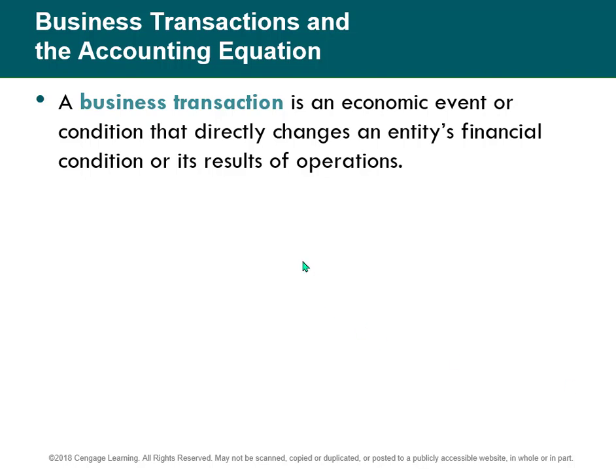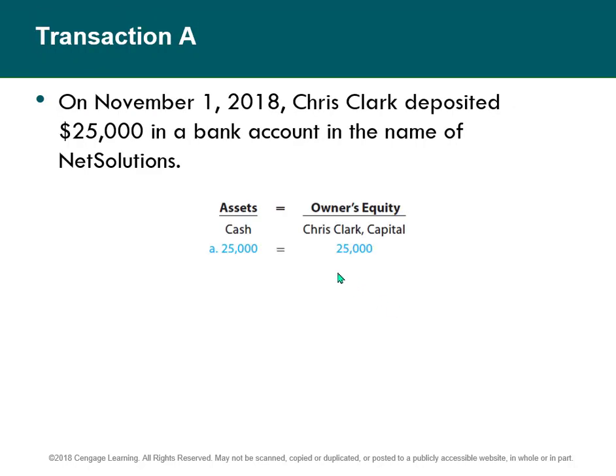Now, business transactions are economic events or conditions that directly change an entity's financial condition or its result of operations. Okay, it's a transaction. It affects the accounting equation. And here's an example. Chris Clark deposited $25 in a bank account. So we're going to have assets. We're leaving out the liabilities because there aren't any, okay? Just assets equals equity, cash increased, and the capital account increased.